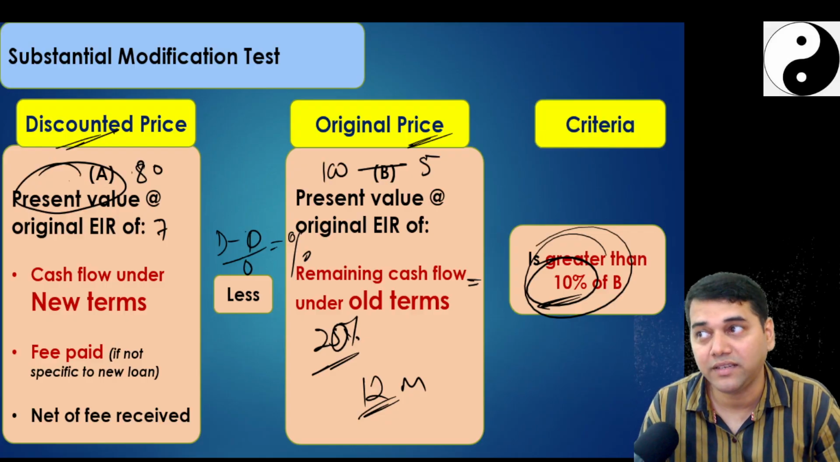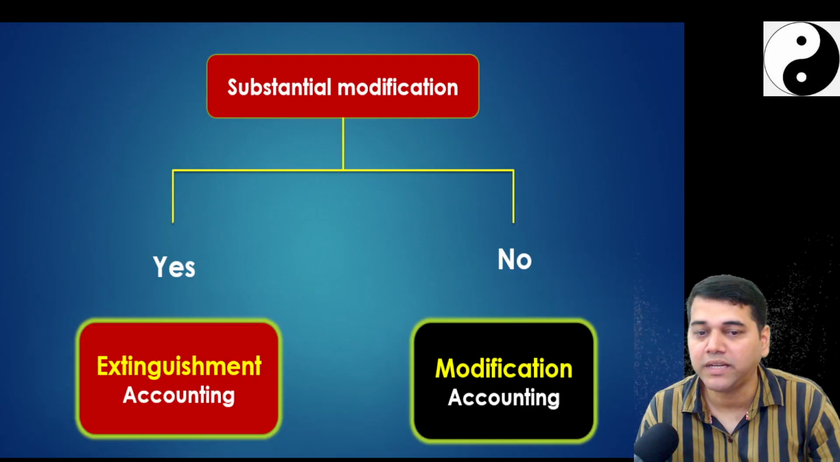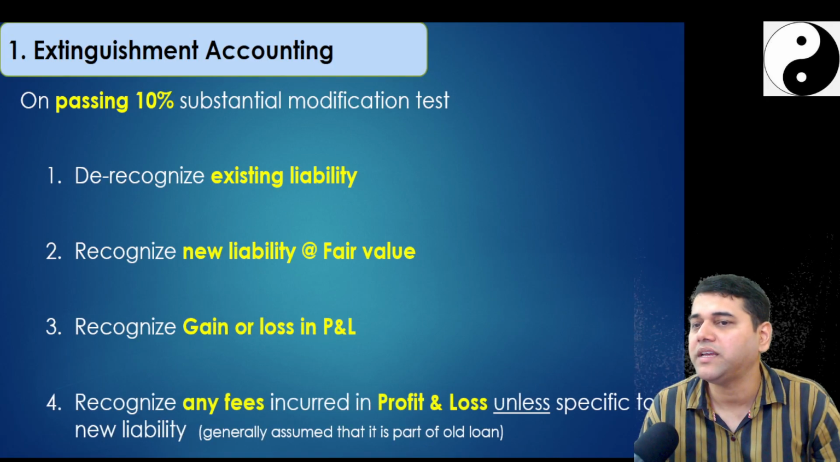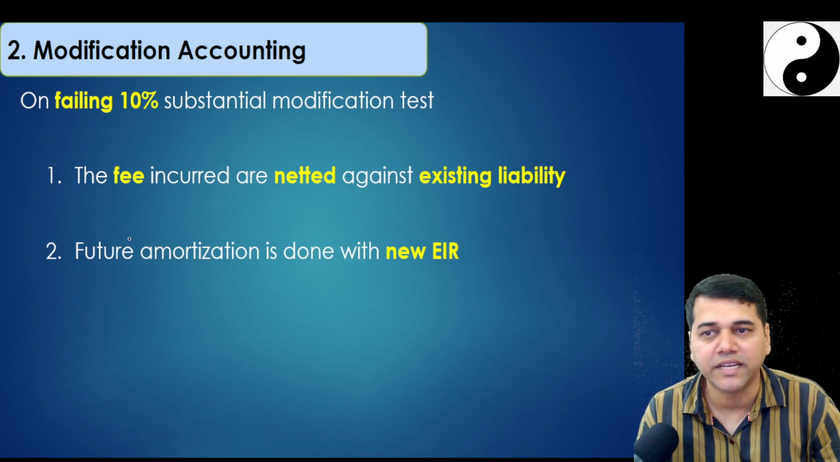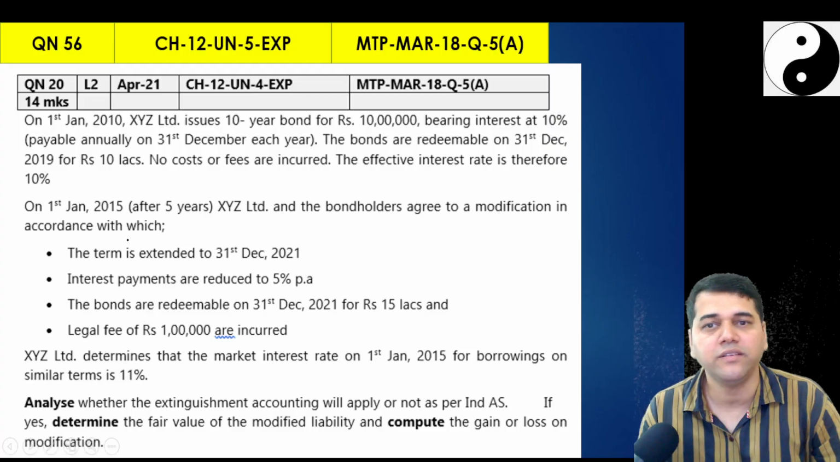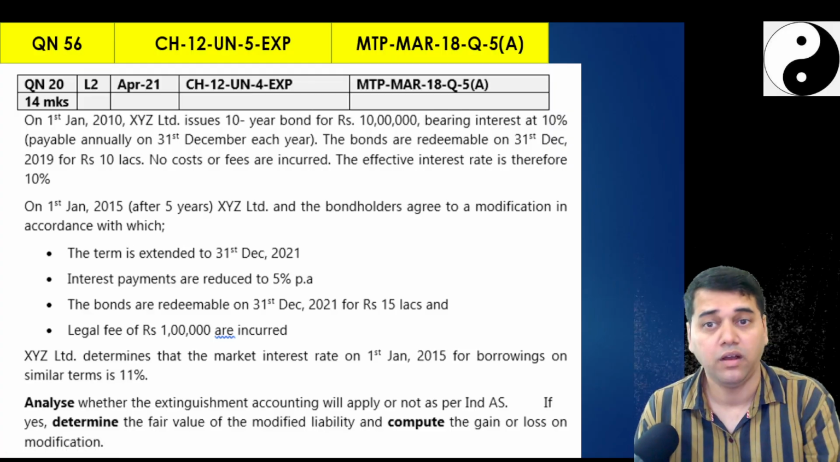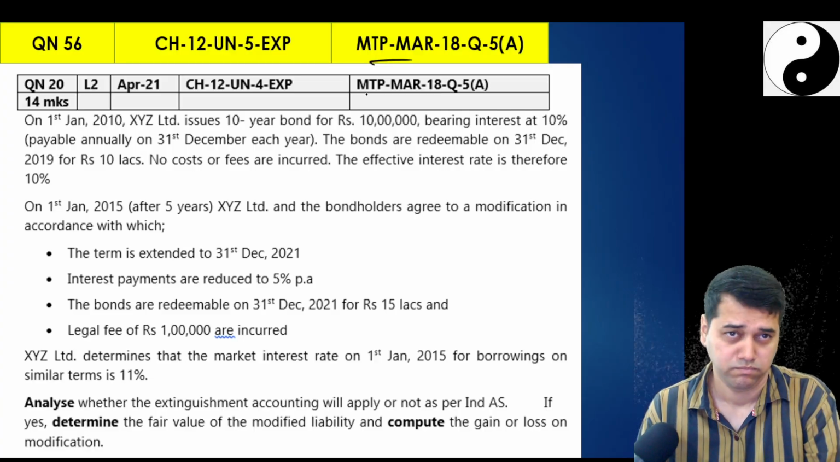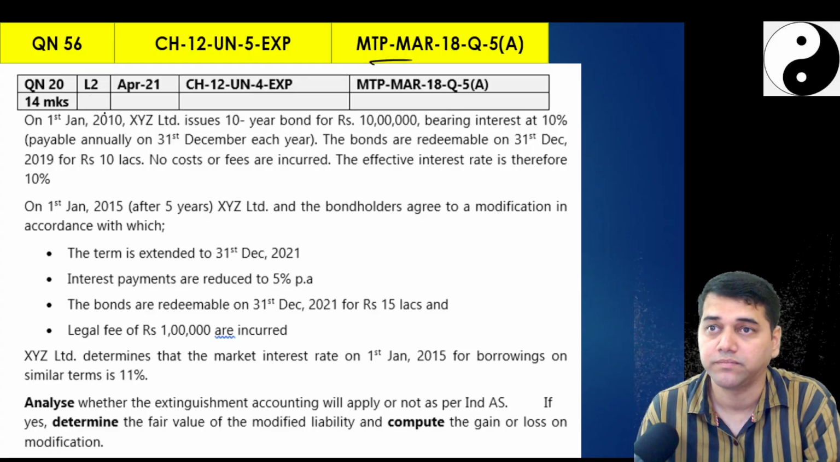This is my criteria. Okay, so if you are doing substantial extinguishment and modification, these are my conditions of derecognition and all. We will pass this, we will write it again. Modification, if it fails, it is going to be done differently. Okay, we will take one example which has appeared in your MTP also. This can be a 14-mark question for you, ever in exam.